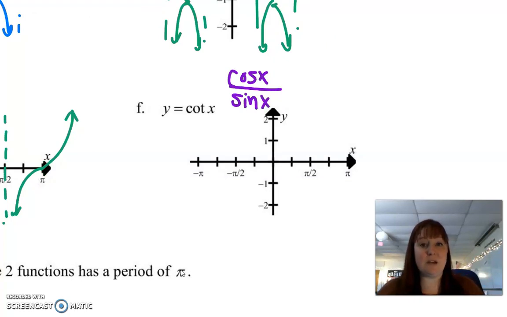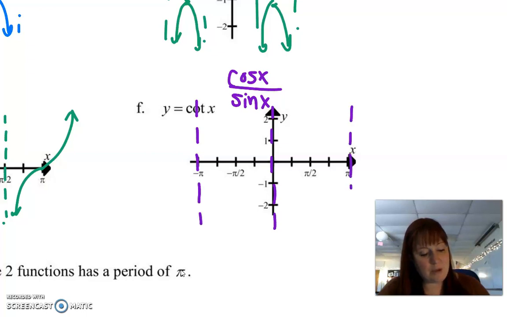Okay, now cotangent, remember, is cosine x over sine x. So where is this going to be undefined? Well, this is going to be undefined wherever sine is equal to 0. So basically our asymptotes shift on this one, and instead of being at the pi over 2's, they're at the pi's. Okay. Now it's equal to 0 whenever cosine is equal to 0, because cosine is on top, right? So where's cosine equal to 0? Well, at pi over 2, negative pi over 2. And then it actually goes like this.